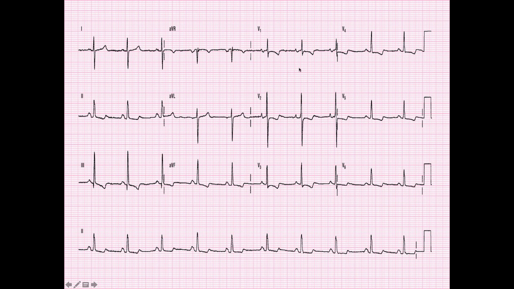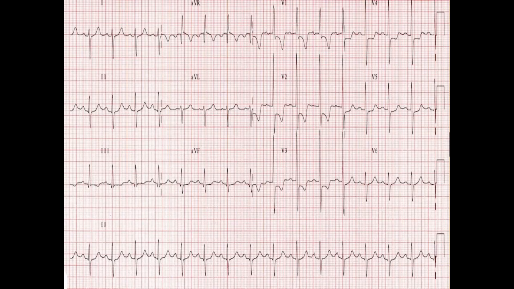We have an R to S ratio that's greater than 1. There's more positivity than negativity in V1. So we have RVH, and RVH is going to rule out our left posterior fascicular block. So we don't have a fascicular block, but we do have right axis deviation that's being caused by the right ventricular hypertrophy. Second EKG, start from the beginning, rhythm: normal sinus rhythm, or sinus rhythm.